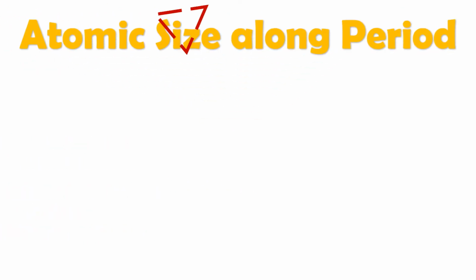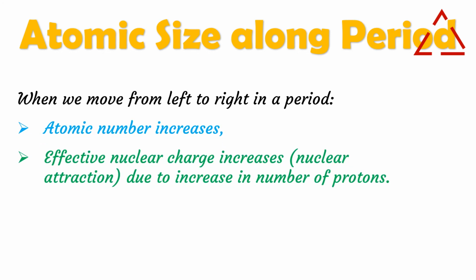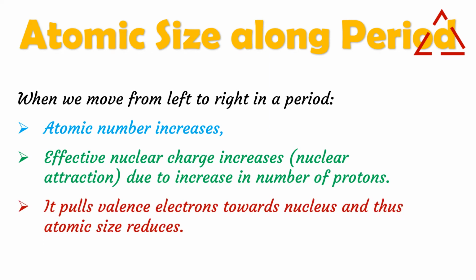Let's see periodicity of size. Atomic size along a period. When we move from left to right in a period, atomic number increases. Effective nuclear charge also increases due to the increase in number of protons, and it pulls valence shell electrons towards the nucleus, and thus atomic size reduces.